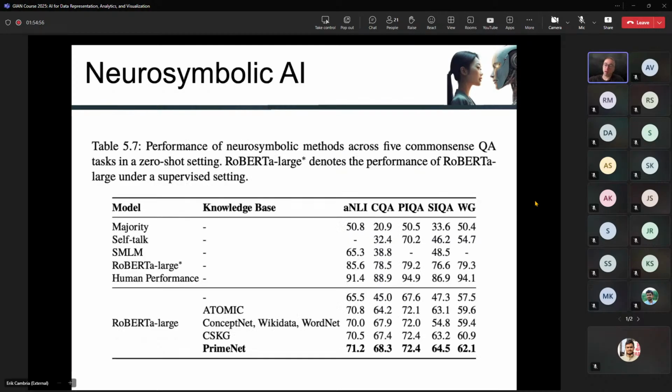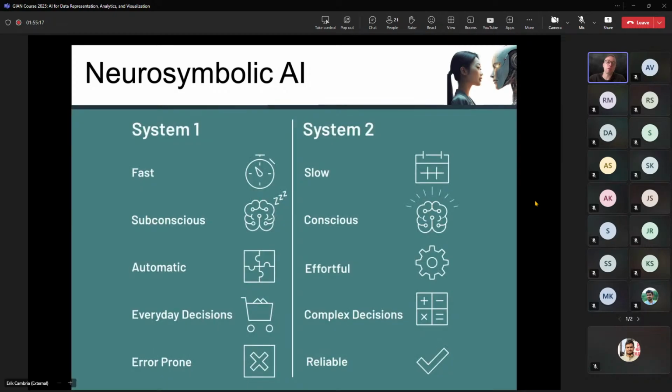And in the paper, if you are interested, but also in the book, you have more details on how PrimeNet has been built and also some comparative evaluation with other available common sense knowledge bases like ConceptNet, Atomic, and CSKG. So all this, again, is to have a framework that can do different kinds of reasoning.